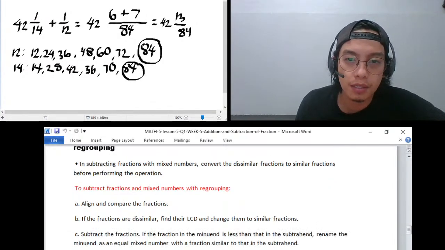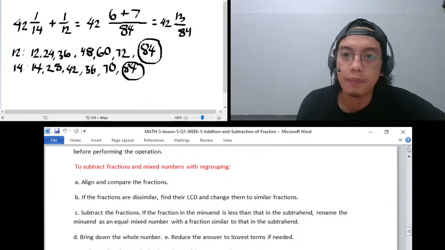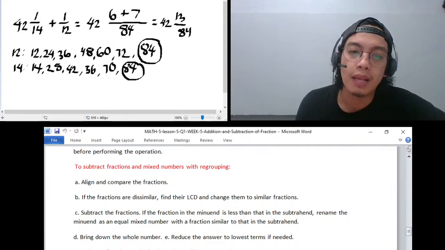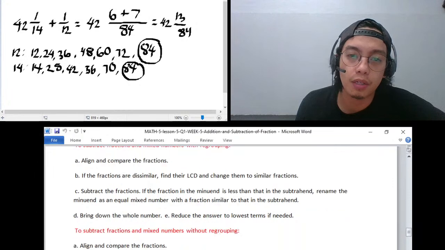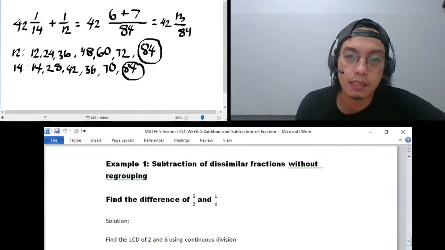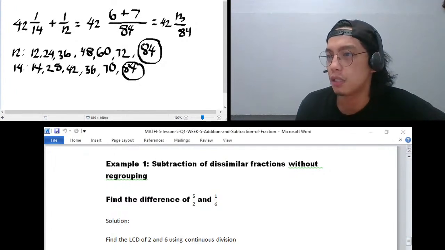Fractions and mixed numbers with regrouping, align and compare the fractions. If the fractions are dissimilar, find the LCD and change them to similar fractions. Subtract the fractions. If the fraction in the minuend is less than the subtrahend, rename the minuend as an equal mixed number with a fraction similar to that in the subtrahend. Let's see that in an example. Bring down the whole number, reduce to simplest form. Okay, let's go to the example diagram. Find the difference of 5 over 2 and 1 over 6. Let's try that. Okay.